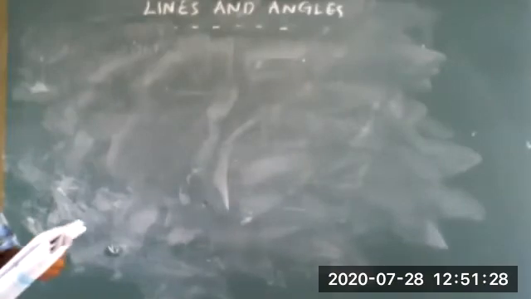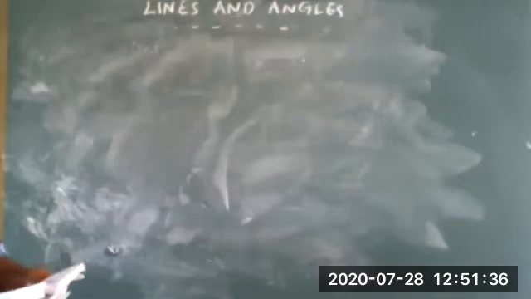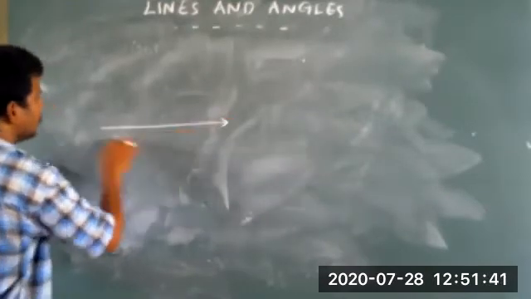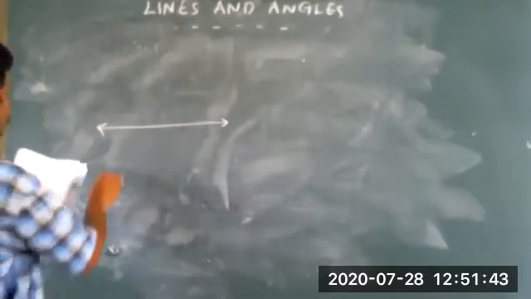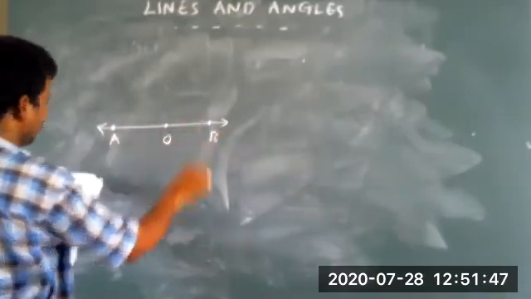Sixth one, name all the possible angles you can find in the following figure, which are acute, right, obtuse and straight angles. So here is the given picture, with point A, middle O, and here B.